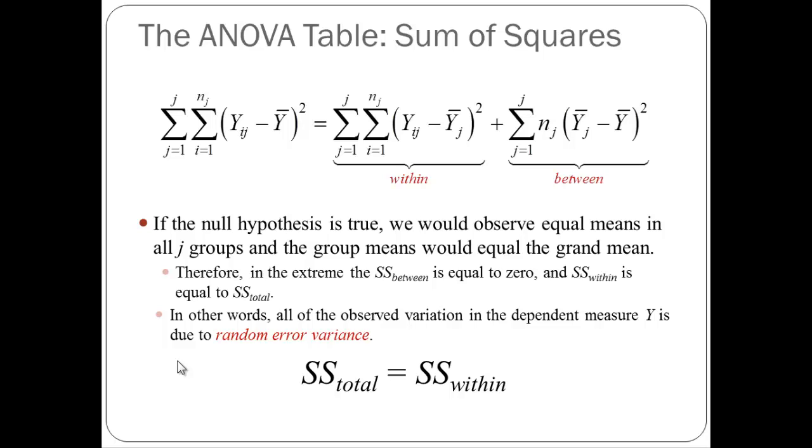That's equivalent to saying knowing group membership does not provide any information that would allow me to make a better estimate of the dependent variable. Everything that we observe is simply due to error or chance.